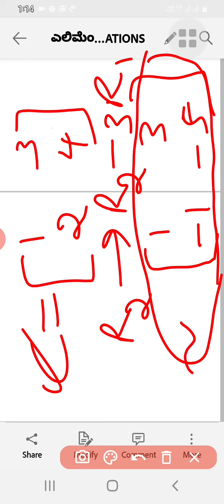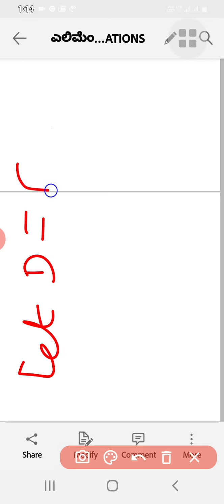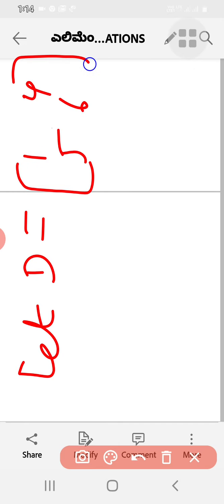Okay, so let us consider another example. You go on giving the numbers. So let us consider another example here: 1 4 5 6. You can take any matrix here.